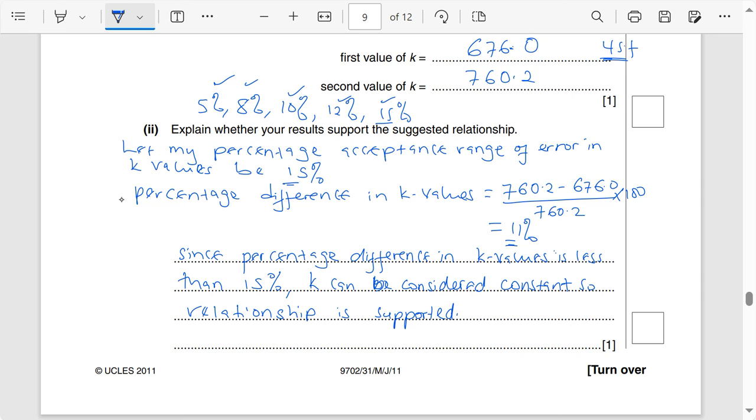If she had chosen 8% and she calculates and she gets 11%, still she would say since percentage difference in K values is greater than, remember she would have chosen 8%. So since percentage difference in K values is greater than 8%, K cannot be considered constant. The relationship is not supported. In this case, the relationship is supported. But if it was 8%, the relationship would not be supported. K would not be constant because the percentage difference in the K values would be greater than 8%.